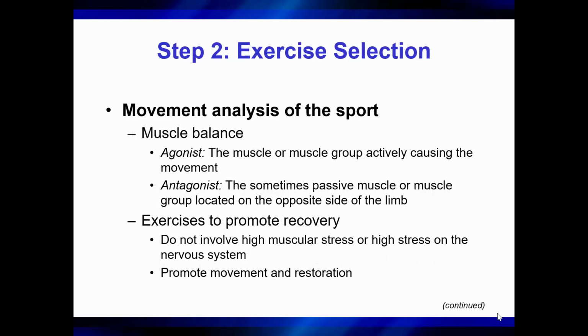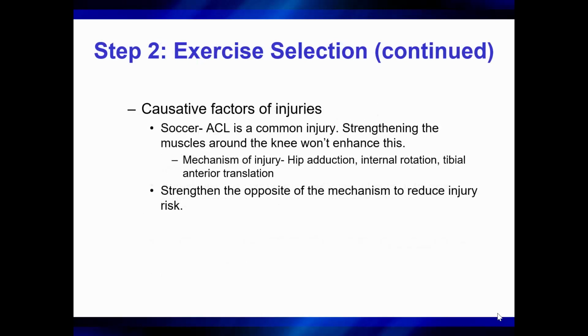We need to look at the movement analysis of the sport. What is the muscular balance? What are the agonists? What are the antagonists? What are the ones that are doing the work? What are the ones that are slowing it down? And we also need to look at exercises to promote recovery. These do not involve high muscular stress or high stress on the nervous system. They promote movement and restoration. We need to make sure that the athlete can go through full ranges of motion so they aren't getting hurt by trying to compensate at other joints.